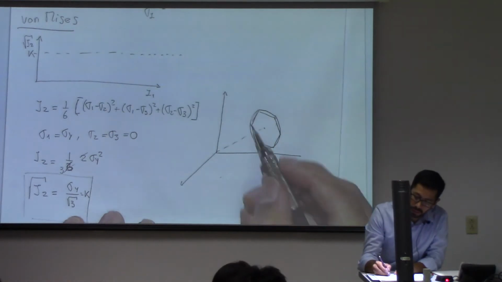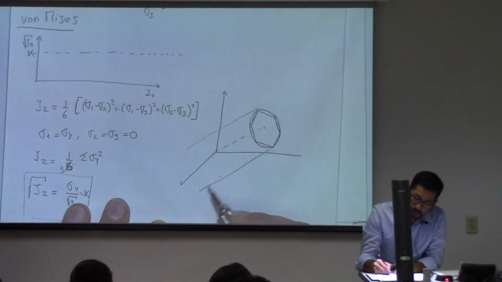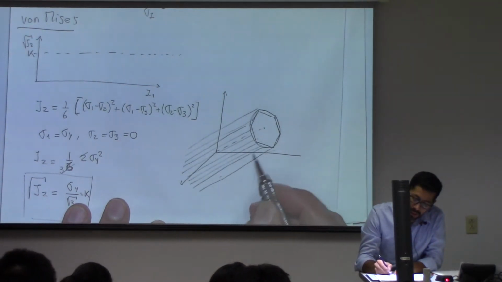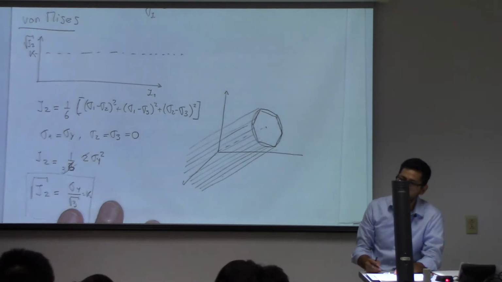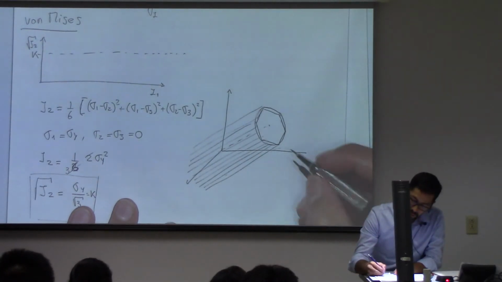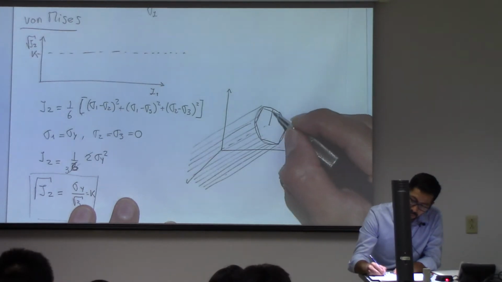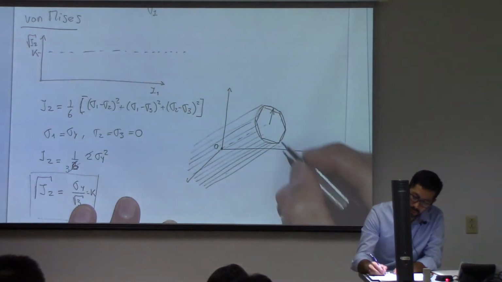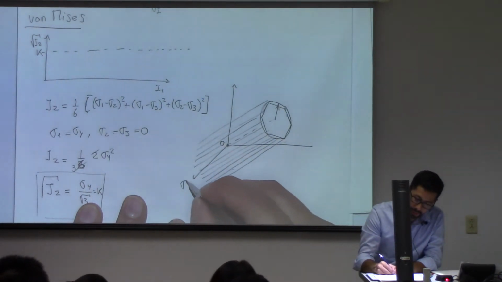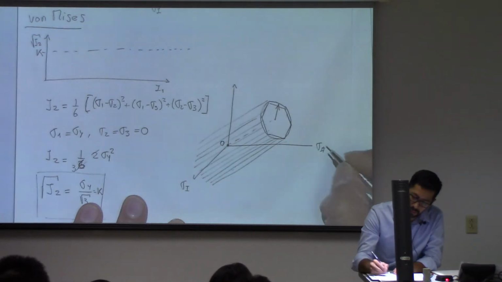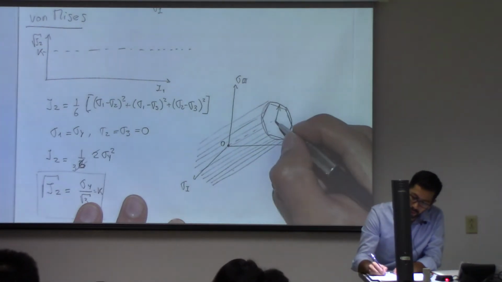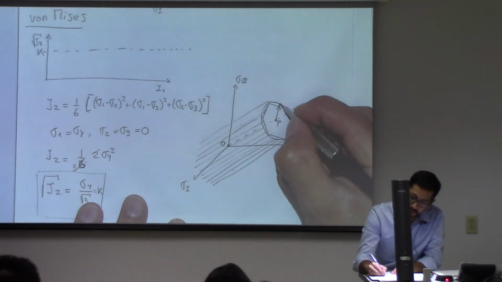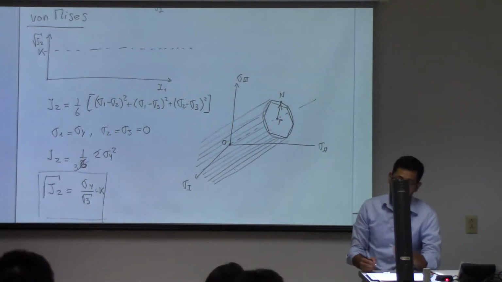And now your surface is not a hexagonal prism, but now it's a cylinder, where the radius of the cylinder, let's say this is the center O of the principal stresses. The point in the hydrostatic axis is P, and the particular point on the circle is N.